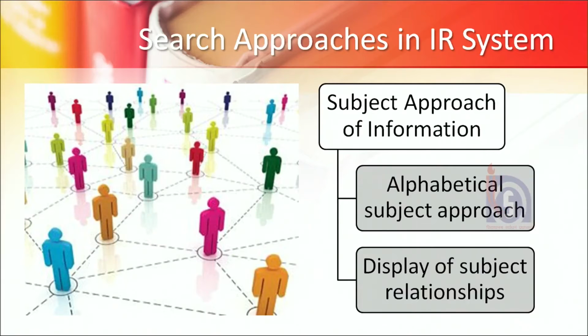In order to provide this kind of information, it is necessary for information organizations to arrange documents or surrogates of documents in library catalogs, indexes or databases in such a way that items of specific information can be retrieved. There are various methods of providing information contained in documents using subject approach. Two chief methods are the alphabetical subject approach, and the display of subject relationship.